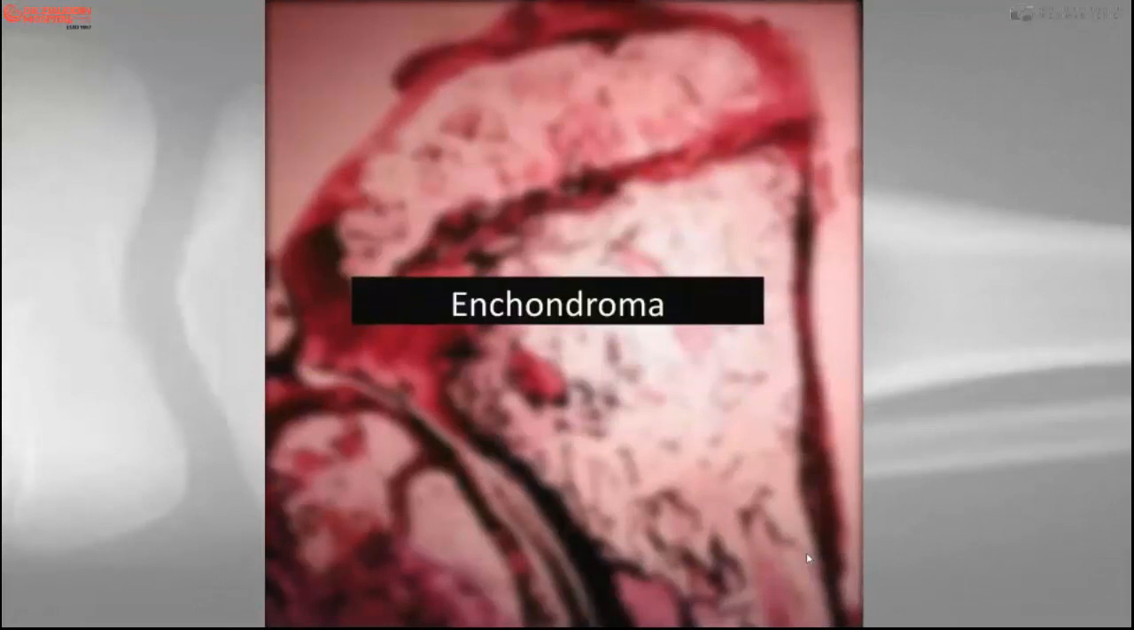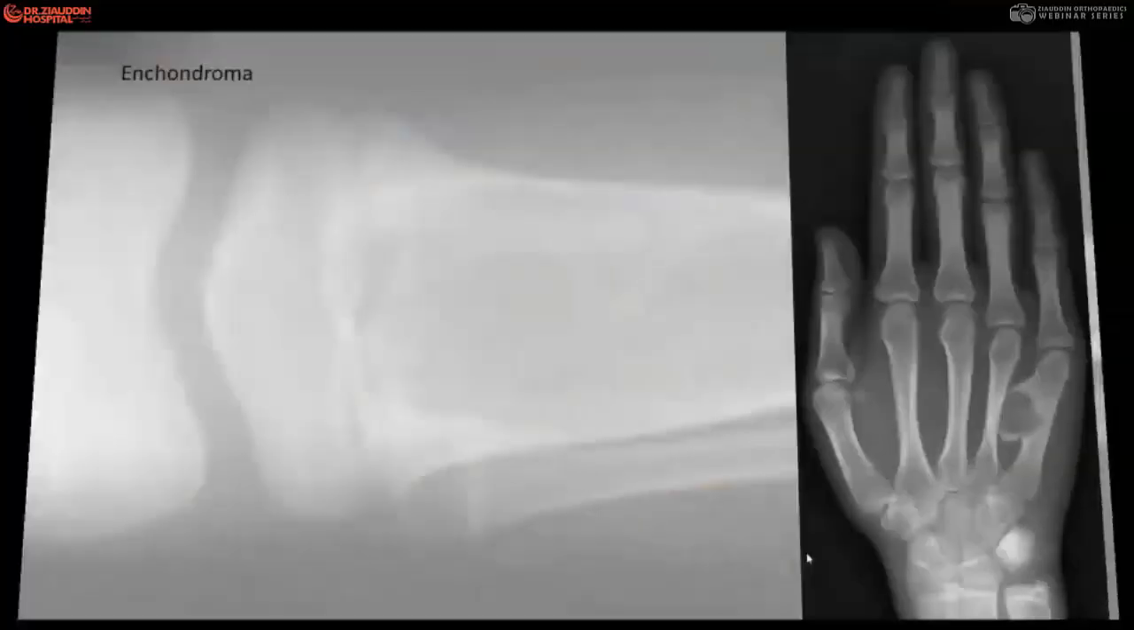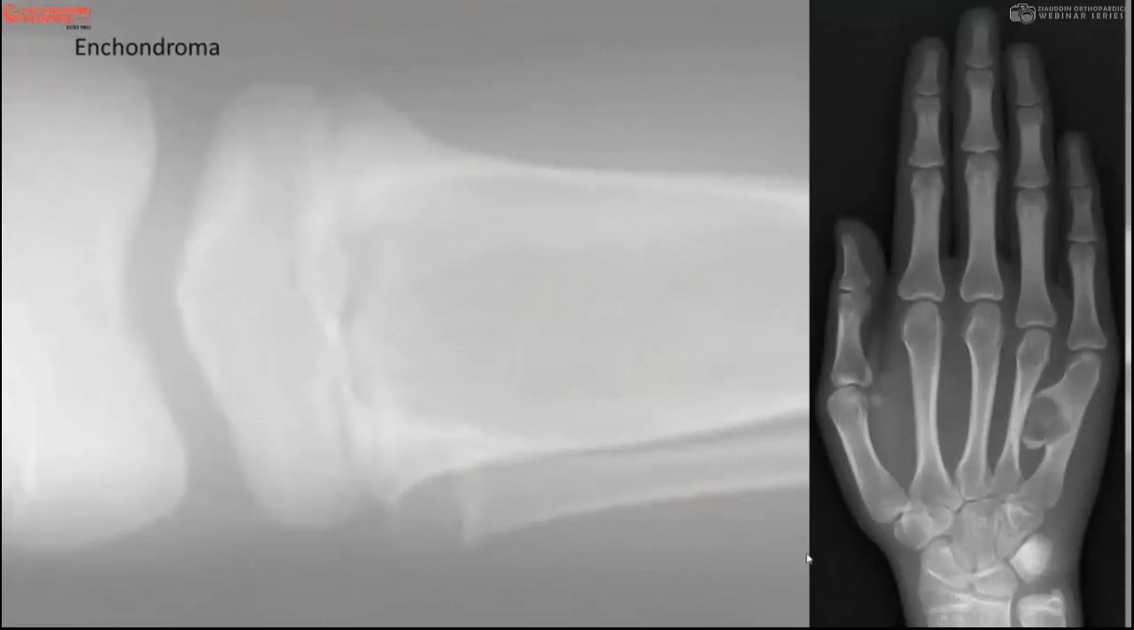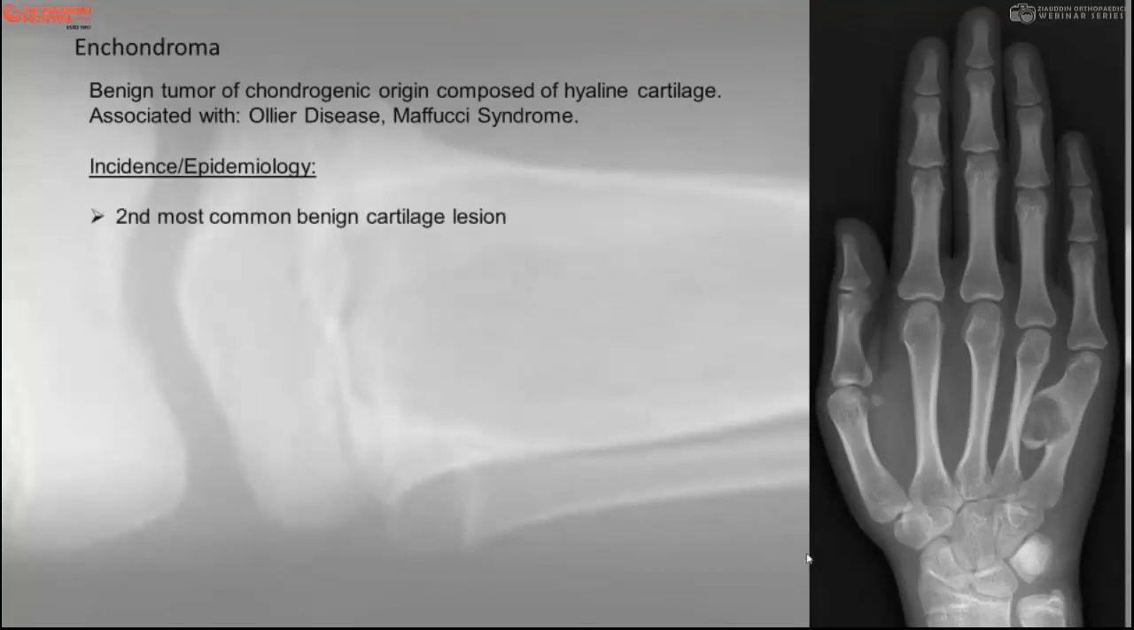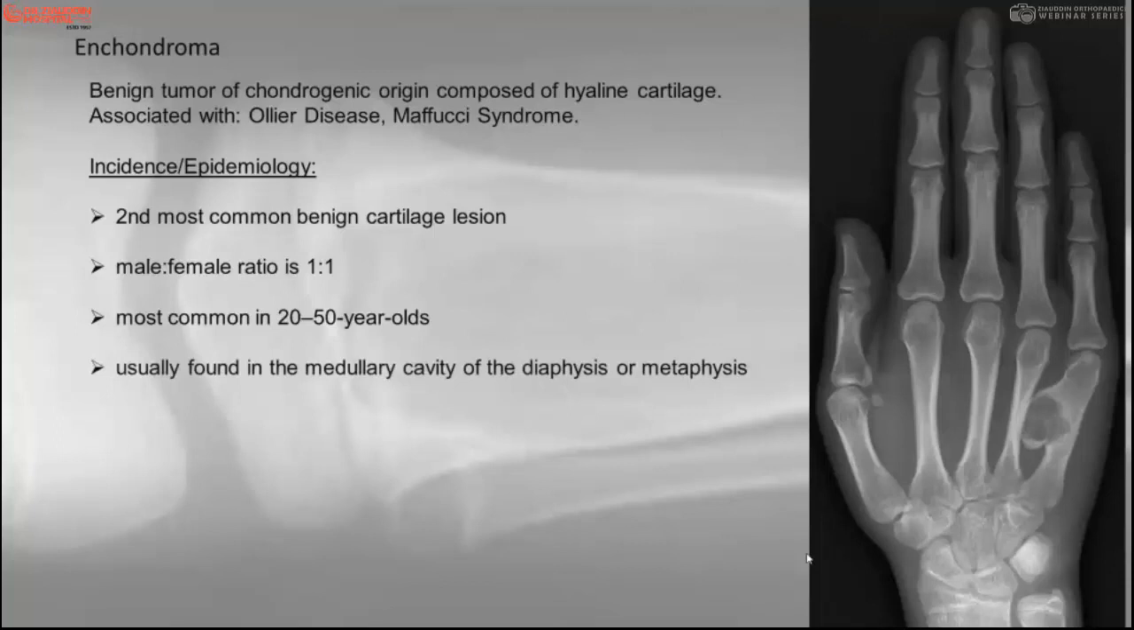The next common tumor we can encounter is an enchondroma, usually involving the bones of the hand and the feet. Basically, this is associated with Ollier's disease and Maffucci syndrome. These are associated with vascular tumors and ovarian tumors. So it's the second most common benign lesion of the cartilage. Again, there is no male-female difference. Usually they start from the second to the fifth decade.